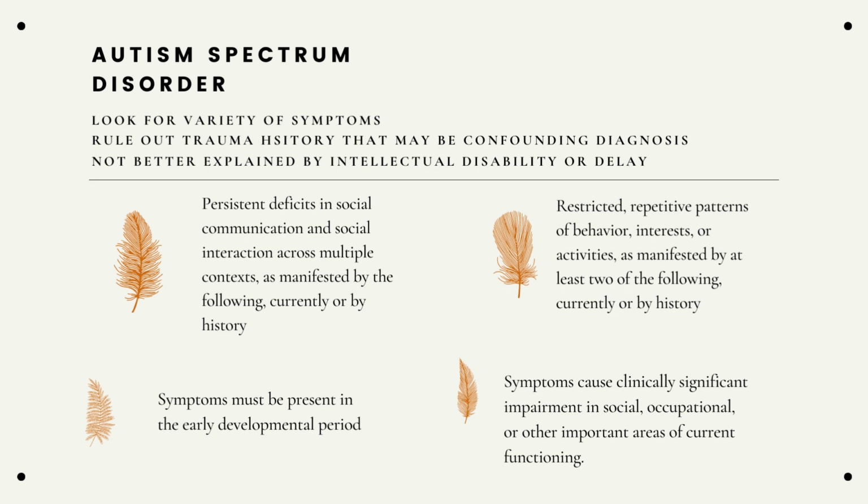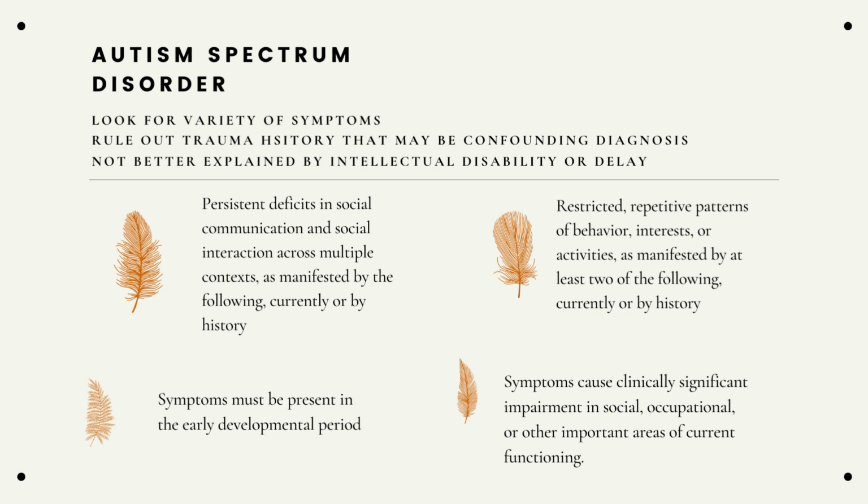So, for autism spectrum disorders, it includes persistent deficits in social communication and social interaction across multiple contexts, as manifested by deficits in social emotional reciprocity. So, reduced sharing of interests or emotions or affect, failure to initiate or respond to social interactions.